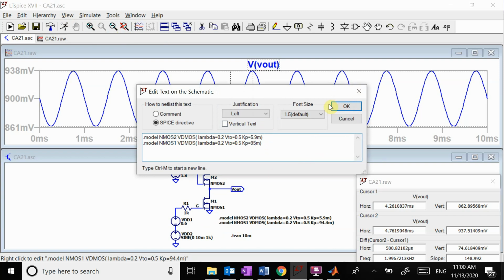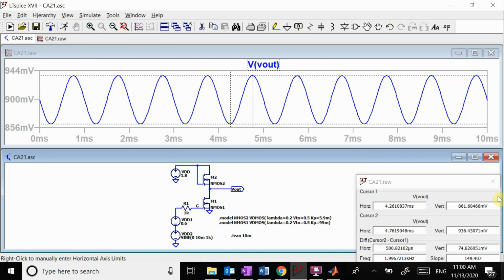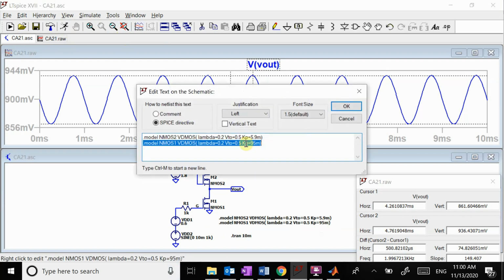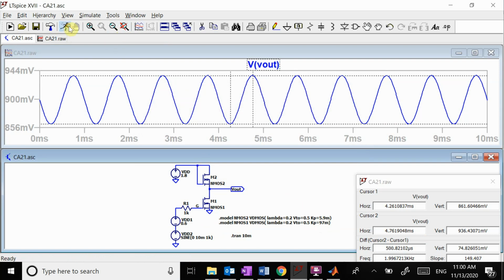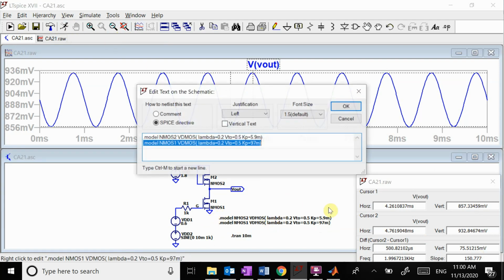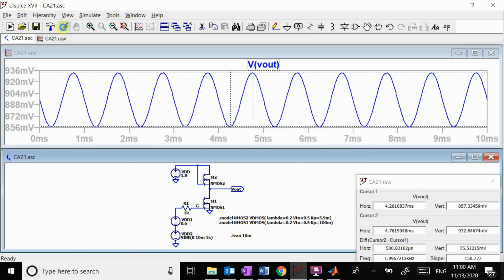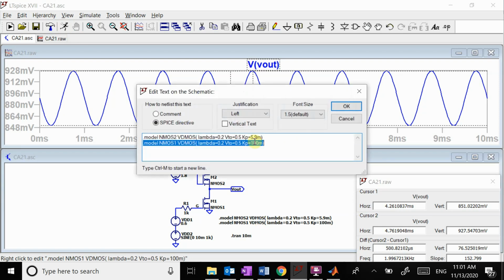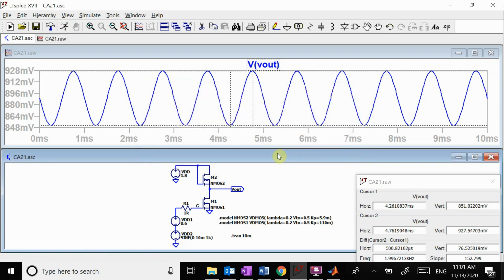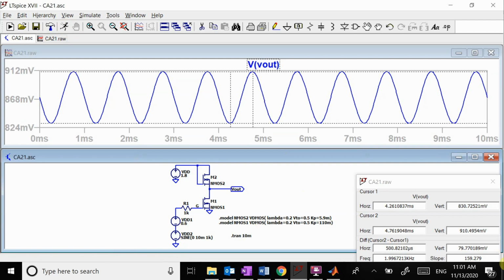So we go up to 5, rerun this, go up to 7, rerun this. No, we gotta go higher. So let's go up to 100 milli. Okay, so now we're about at the 80, and we're still centered. We're off a little bit. Now it's 0.86, but that's close enough to our 0.9 volts, and we call this good.